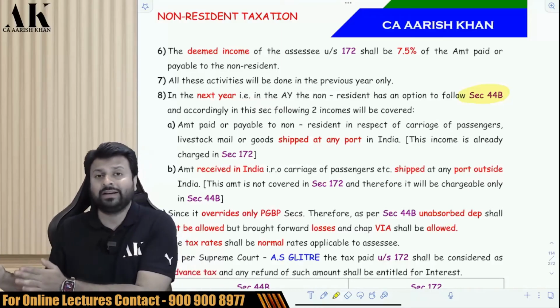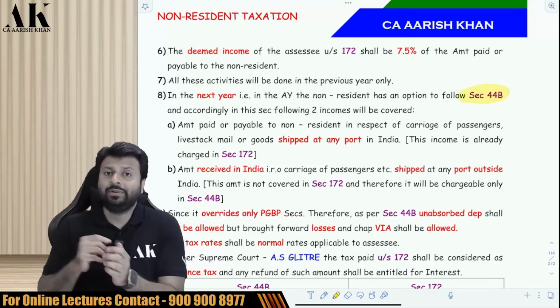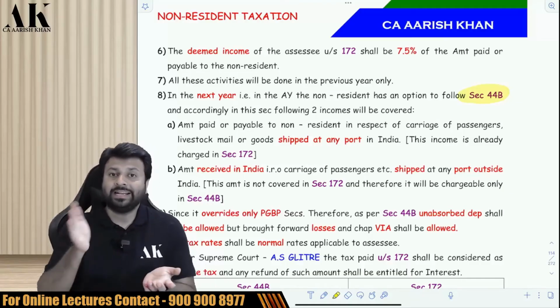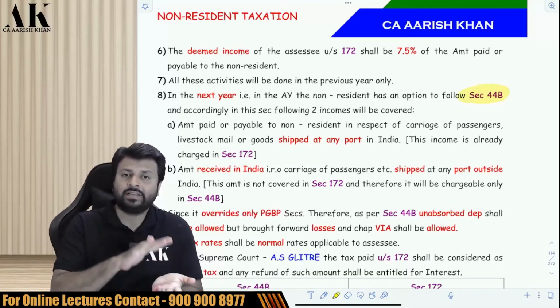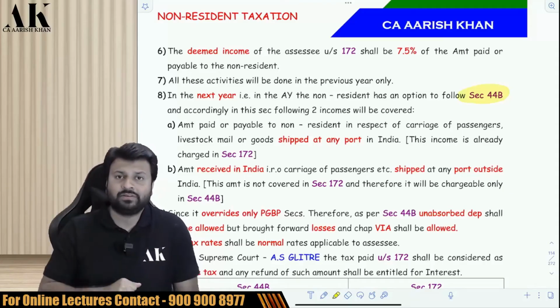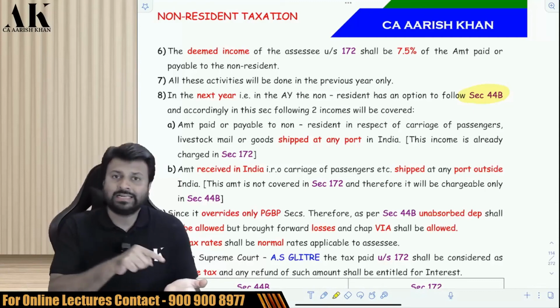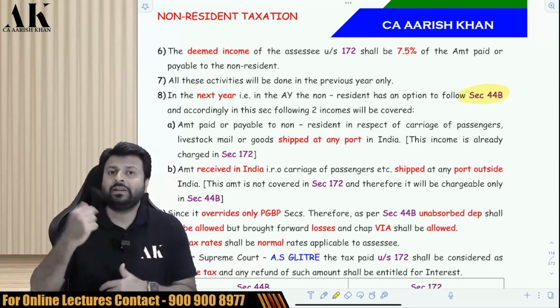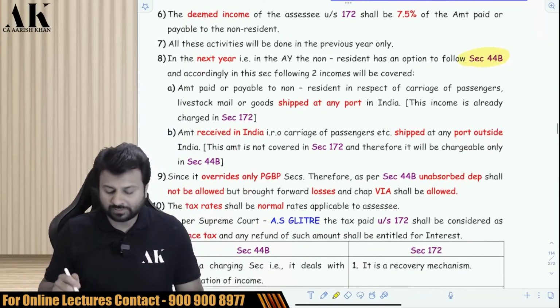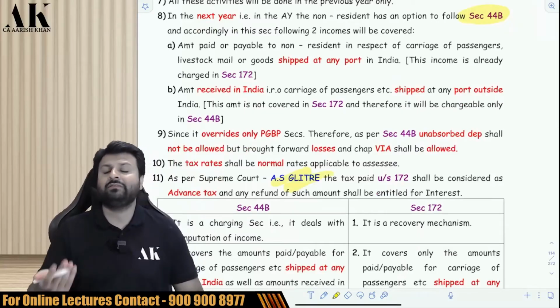You will get some advance tax. The tax which you paid under 172 in the last year will now be treated as advance tax by the government, and in the next year, obviously, the liability will be lower as compared to the liability in the previous year. Suppose the liability in the previous year under 172 was 2 lakh and the liability over here is 1 lakh. So the government will give you a refund of 1 lakh as per the Supreme Court judgment of A.S. Glitter, and that refund will be given along with the interest.